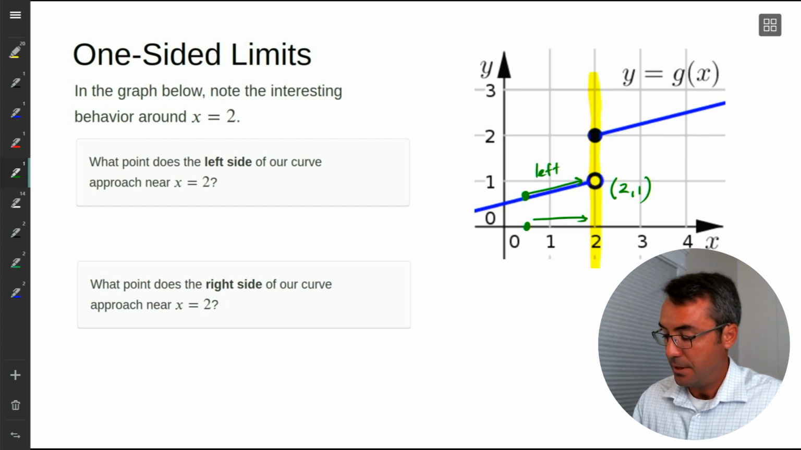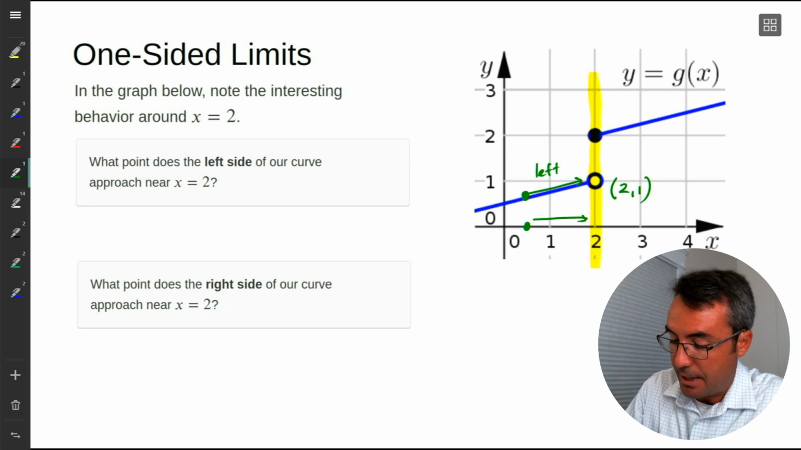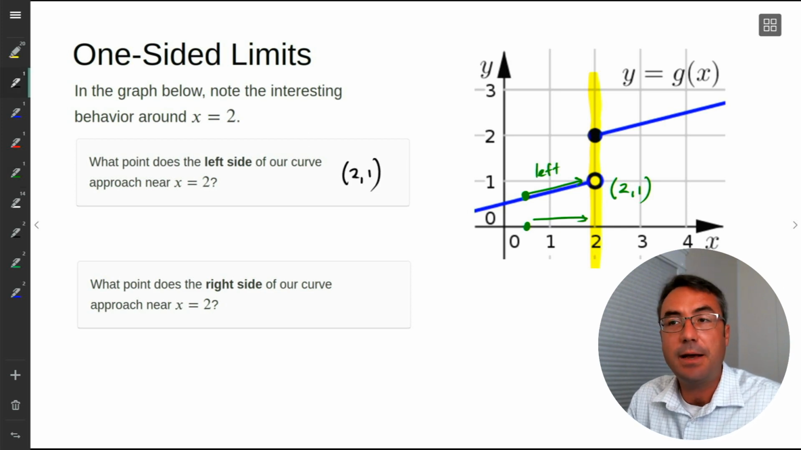All right. So it looks like we're getting closer and closer to the point (2, 1) on the left side. Now what about on the right side?